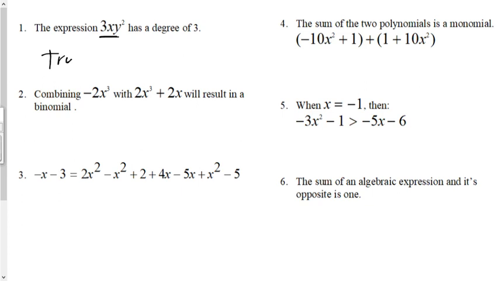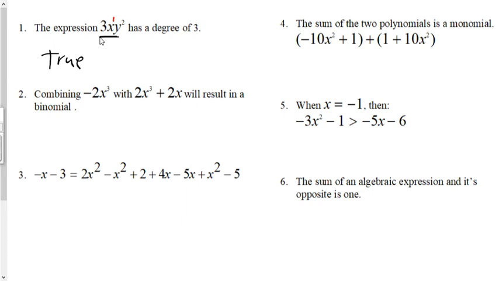The answer is true. The reason we know this is the degree of a term is determined by the sum of the exponents on the variables within that term. Since 1 plus 2 is 3, 3xy squared has a degree of 3.